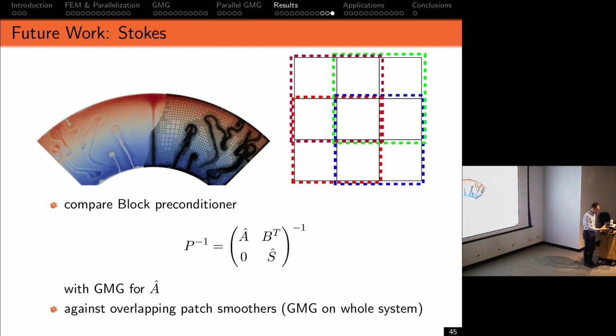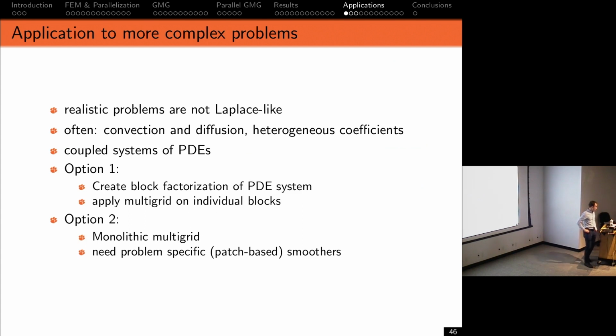But let me move on a little bit. I want to leave you with at least the philosophy of what happens if you go to realistic problems. Because in reality, it's not Poisson problems that multigrid methods are made for. You often have a combination of convection and diffusion. Well, diffusion is Laplace-like, so that's good. But another challenge is that you have very heterogeneous coefficients. If you think of the Earth, you have 6 orders of magnitude jumps in coefficients, and that's a challenge. But I think the bigger challenge is you have coupled PDEs, right? I don't have just a scalar variable.